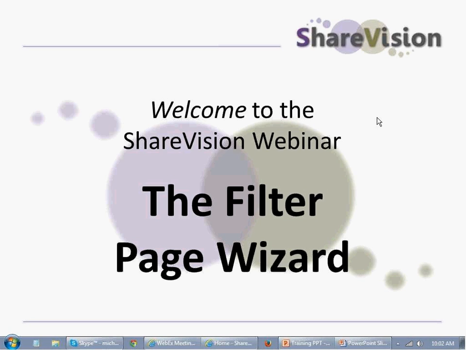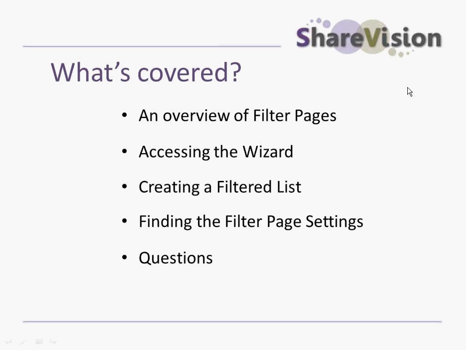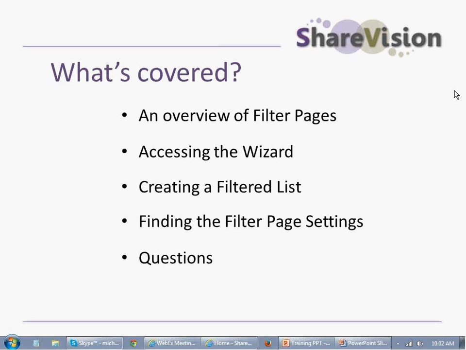Here are the topics we're going to cover today. We are going to take a look at an overview of filter pages themselves, what a filter page is, just to make sure we're all on the same page, no pun intended. I'm going to talk about where to go to access the Filter Page Wizard. I'm going to talk about how to create a filtered list. A filtered list is another term for filter page. We use those interchangeably. I'm going to talk about where to go to find the filter page settings once you have a filter page set up. And, of course, point you to where you might need to go if you have additional questions regarding filter pages.